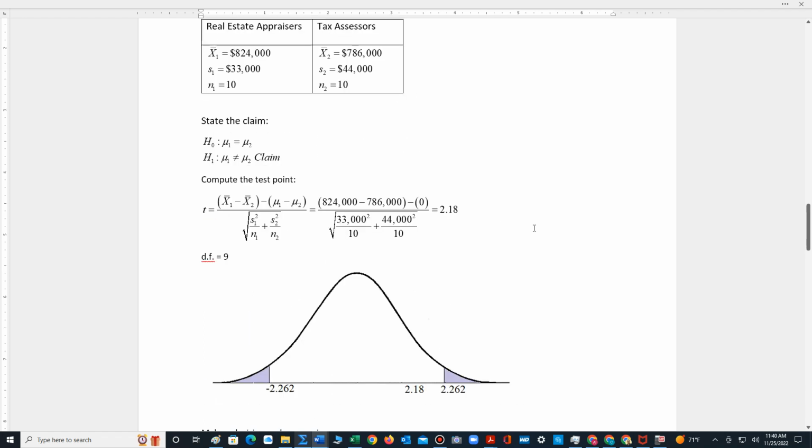Now, to find degrees of freedom, we calculate n1 minus 1 and n2 minus 1. In this example, they're both 9. So your degrees of freedom is 9. Typically, you pick the smaller of those two values to be degrees of freedom. We calculate our test point. The difference in the population means is 0, so we're going to transfer all this information. And when we compute, we end up with 2.18. And I've already demonstrated how to perform this calculation using a calculator.